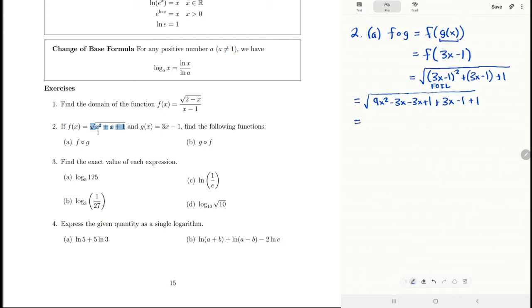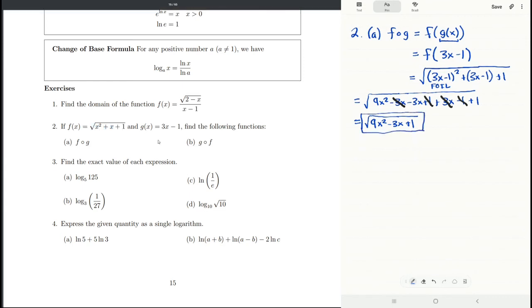So now we'll simplify. So the negative 3x can cancel with the positive 3x. The positive 1 can cancel with the negative 1. So we have the square root of 9x squared minus 3x plus 1. So that is f composed with g.